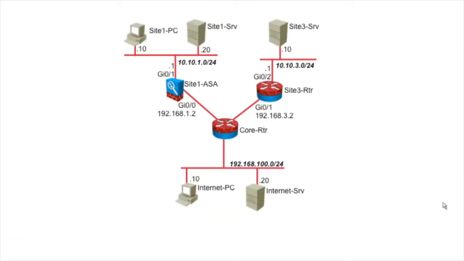Okay, in this demonstration, we're going to look at the use of a clientless remote access VPN, which means there's no client software. There's no VPN agent software installed on the endpoint. We're just going to use a supported browser like Internet Explorer or Mozilla, and we're going to be going from the Internet PC down here at the bottom, and we'll be using as our gateway that ASA that I'm pointing to right there, Site 1 ASA.